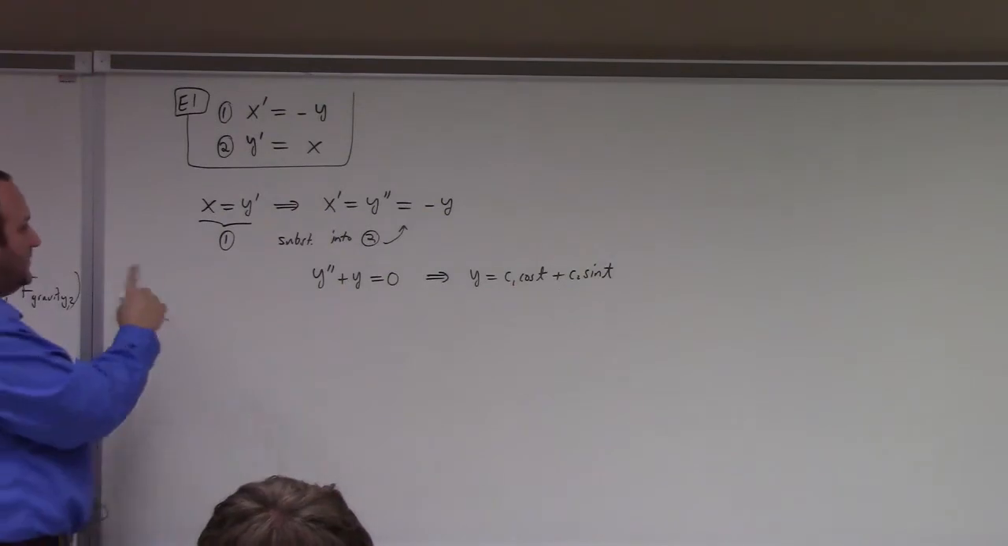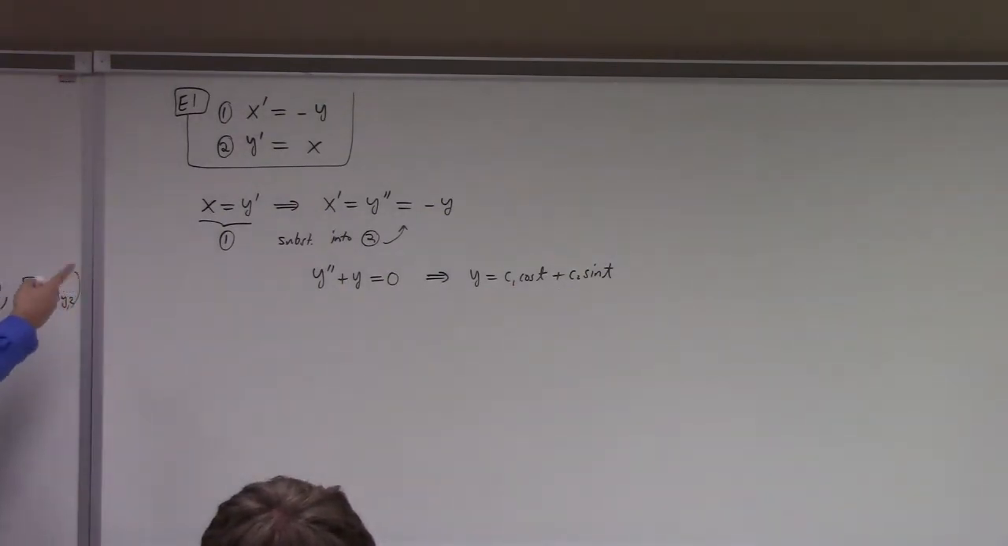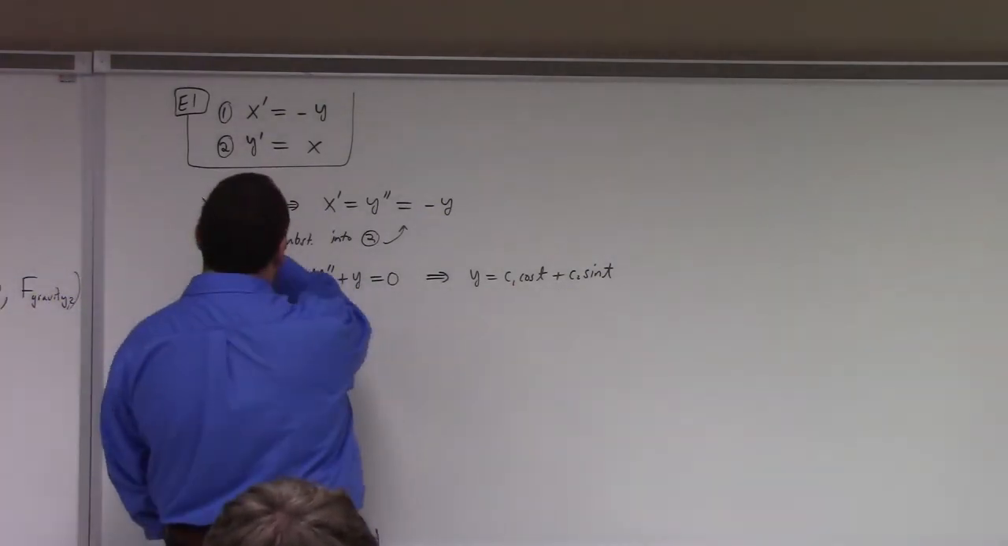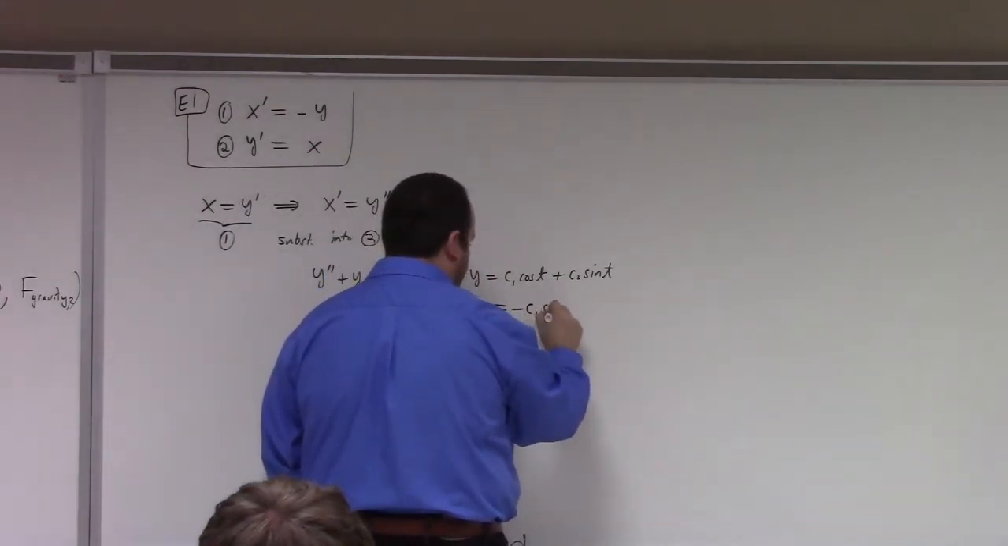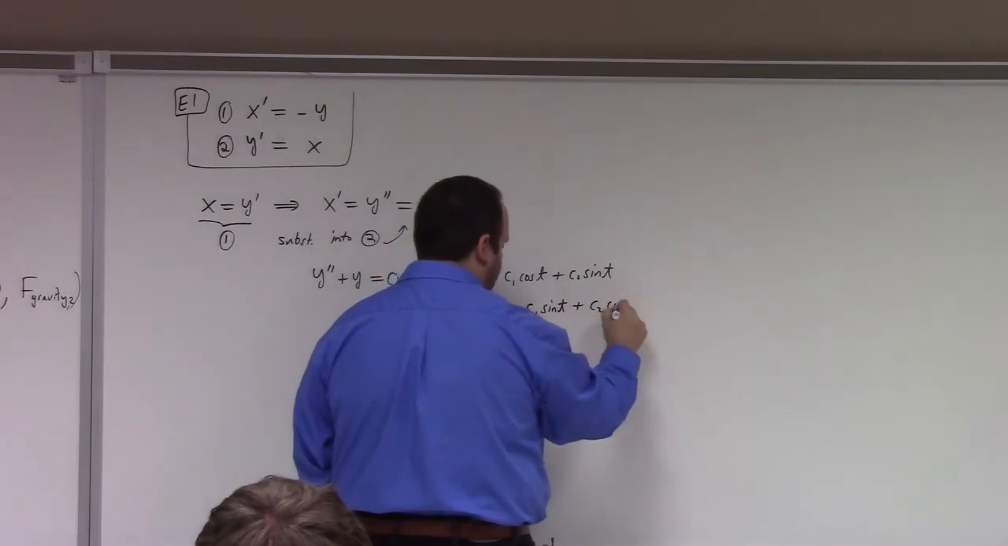Once we have that, how do we get x? Well, x is y prime, right? So to get x, you just go back to equation 1. So x is equal to minus c1 sine t plus c2 cosine t.